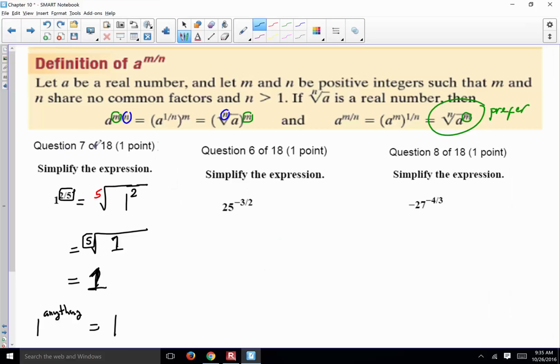Number 6. I picked number 7 first because it's easy. Number 6 is not so easy. First, are we ready to change to a prism format? No, because of what? Negative needs to be cured. Cure this. How? By putting it under 1. And it becomes 25 raised to the power 3/2. Positive 3/2 now.